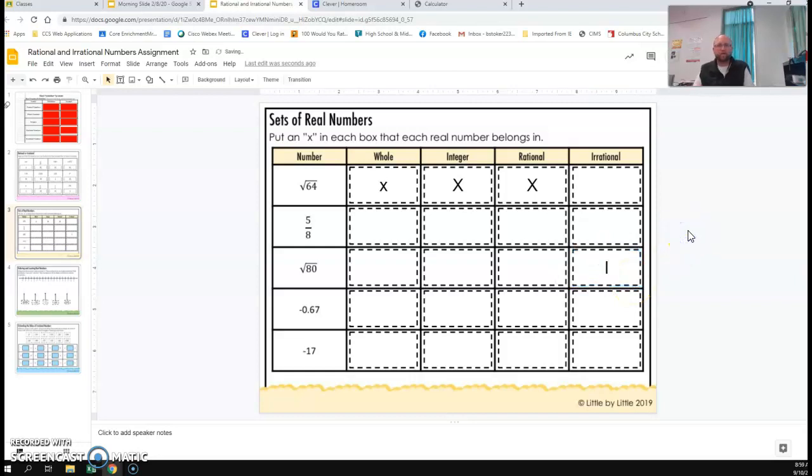Please take a few minutes on your own and again follow the steps. Okay, is it rational or irrational? And then, is it an integer? Is it a whole number? Go ahead, put your x's in the boxes, even though I'm not doing that, I don't know why. And then we will come back. So go ahead and pause and fill in your x's.